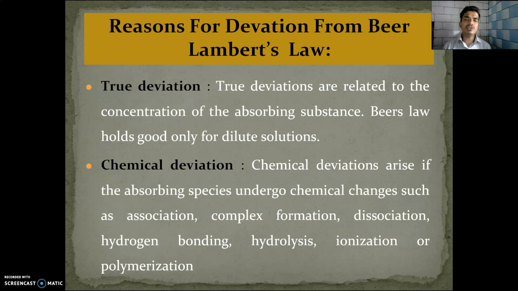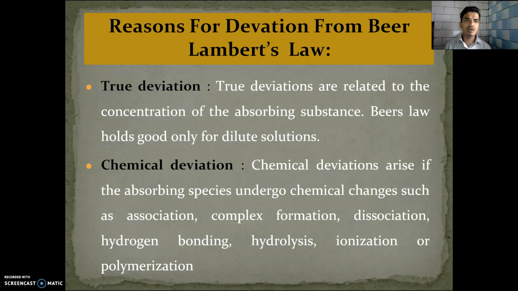Then, the reasons for deviation from Beer-Lambert's law. What will be deviation? Deviation is nothing but when, due to some things, the law is not followed properly. First is true deviation. What is true deviation? True deviations are related to the concentration of the absorbing substance.